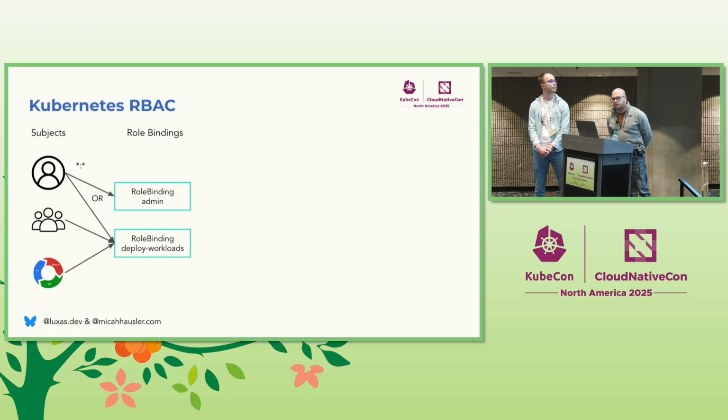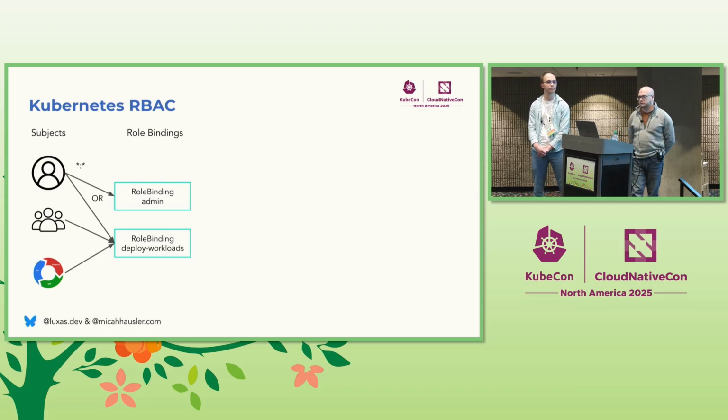So this is just a logical diagram of the relations in RBAC. As a subject in RBAC, you have your subjects outside of RBAC, right? You have your service accounts, your users, your groups, and you have both role bindings and cluster role bindings in a policy.